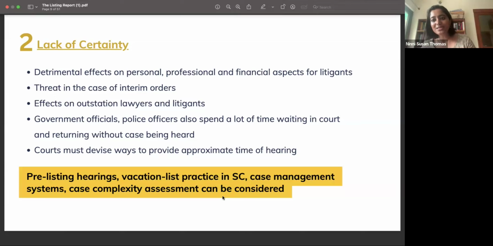And as I mentioned, outstation lawyers and litigants who have to travel to get to the High Court and the Supreme Court are also affected because of the lack of planning and the financial implications that it has.